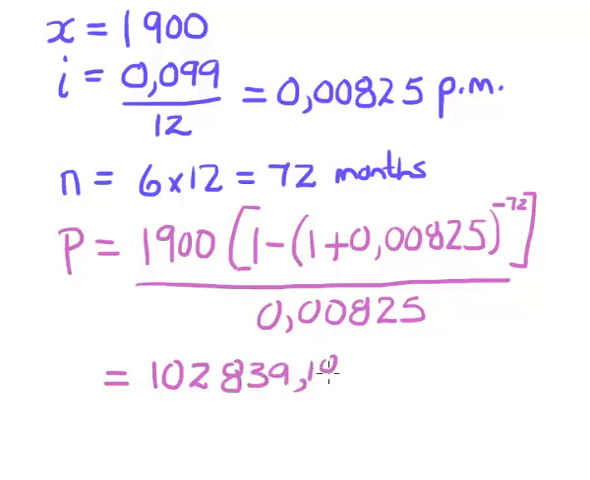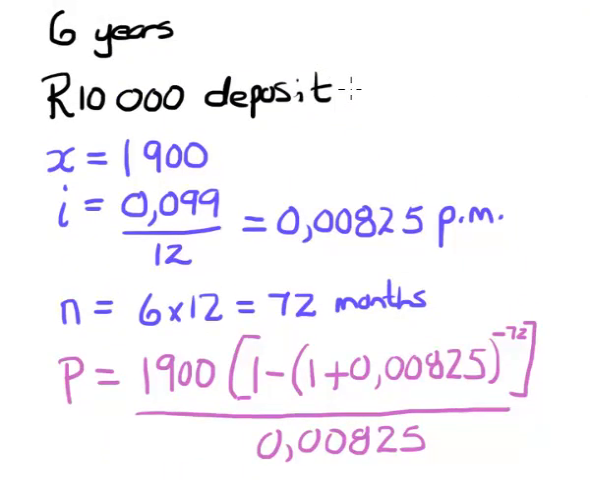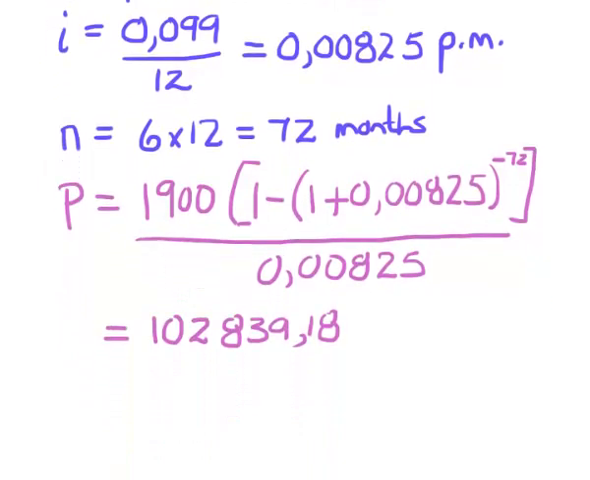102,839.18. But now remember, what else did he have? He's actually got a 10,000 Rand deposit. So in fact, he can look for a car that is 10,000 Rand more than that. Okay, so therefore, he's got 112,839 Rand and 18 cents for a car.